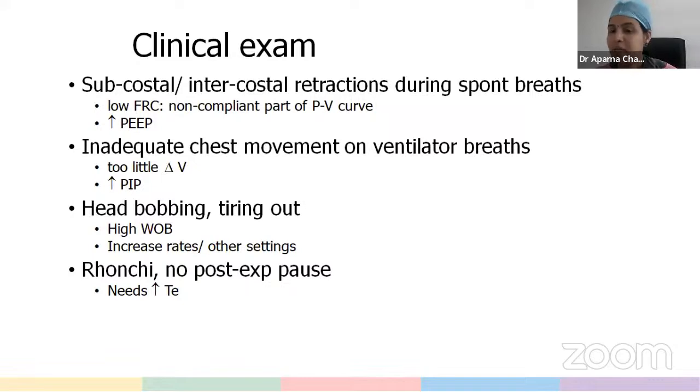Likewise, if the baby has wheezing, wheezing is a very rare sign in newborn babies, but if the baby has rhonchi or wheeze, and if there is no post-expiration pause, then it means that there is inadequate time the baby probably has for expiration.